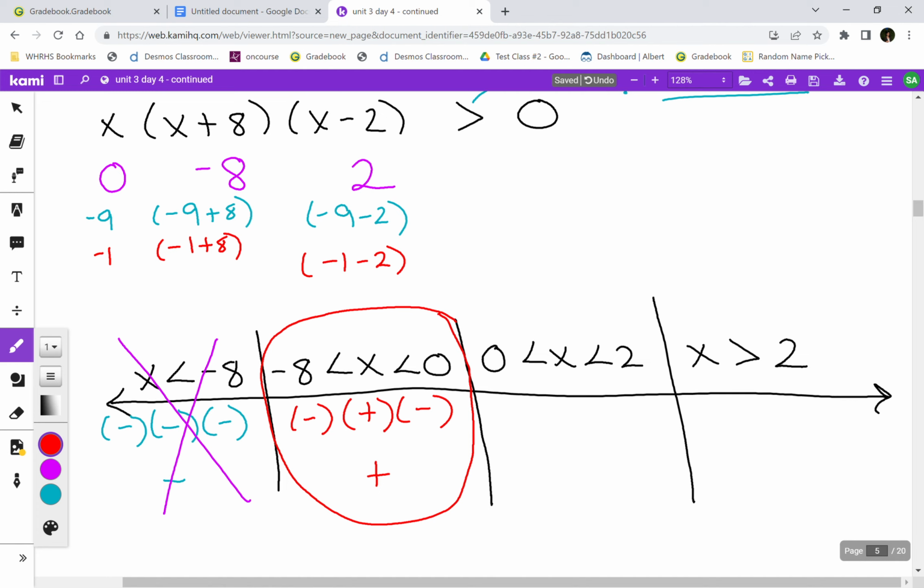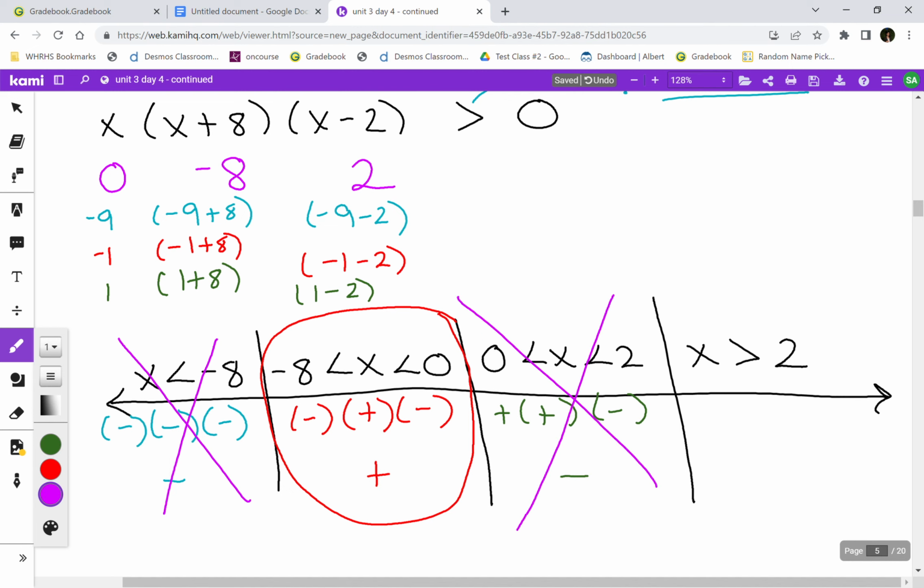All right, between 0 and 2, is 1 a good choice? Yes. X is 1, that's just positive. Then we're going to have 1 plus 8, which is another positive. Then we're going to have 1 minus 2, which is a negative. This ends up being a negative. So guess what? When you test all 4 of them, either these two will work or, well, if this one gets rejected, then this one will get rejected. If this one works, then this one's going to work. So now let's keep going.